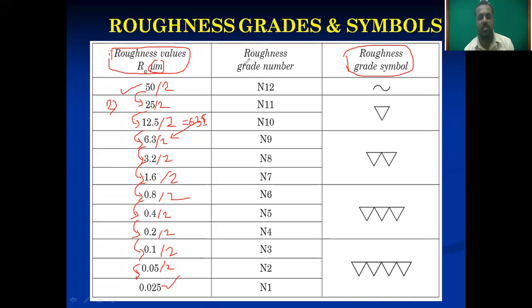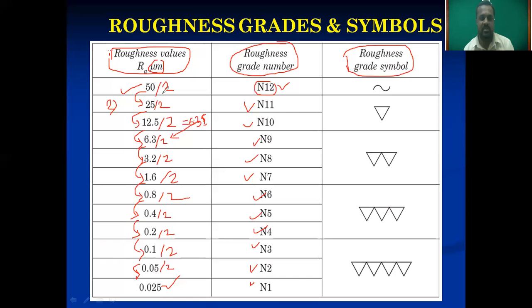Then how to remember this surface roughness grade? We just have to remember N12, and then write down in decreasing manner. Now see here, 12 is there, then 11, 10, 9, 8, 7, 6, 5, 4, 3, 2, and 1. We just have to remember N12.